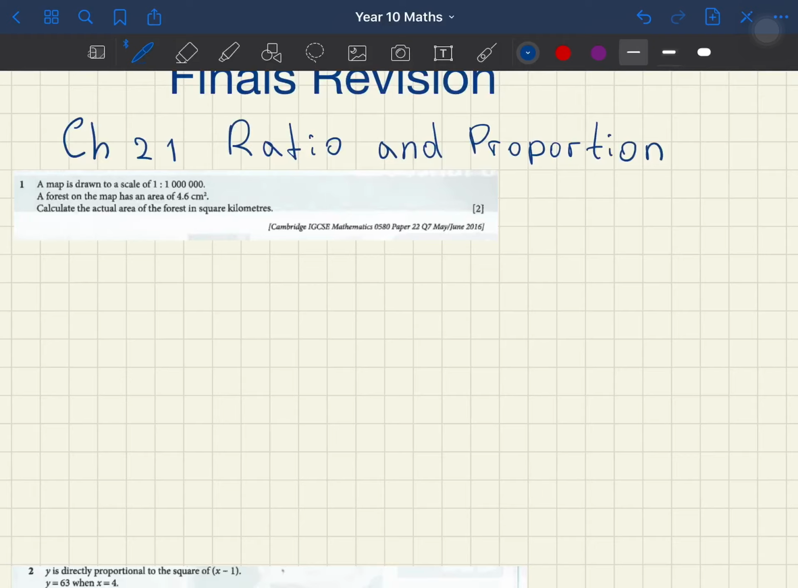Okay, first question. A map is drawn to a scale of 1 to 1 million. A forest on the map has an area of 4.6 centimeters squared. Calculate the actual area of the forest in square kilometers. So again, a map has a scale of 1 to 1 million. The forest on the map has an area of 4.6 centimeters squared. This is on the map, and in life it's going to be equal to something.